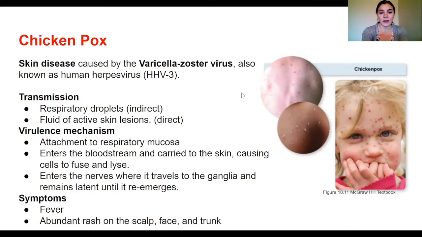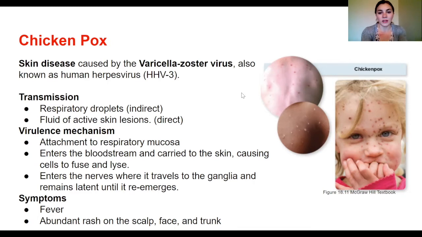After 10 to 20 days of coming into contact with the virus, the symptoms will begin to appear, and they will include a fever, which is followed by an abundant rash on the scalp, face, and trunk, which radiates out to the extremities. The rash is made up of itchy macules and pustules, which can be seen in the photo of the little girl on the right side of the slide.